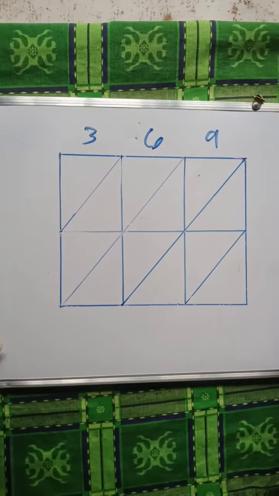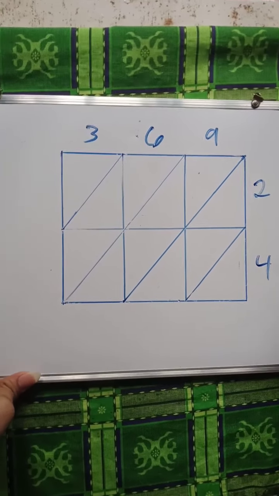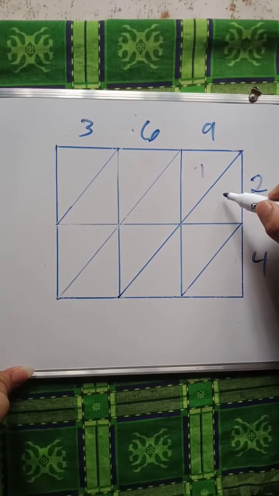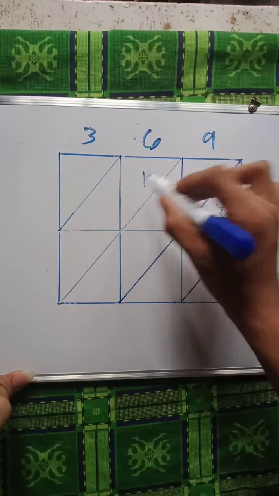Okay. 2 times 9 is equal to 18. You can write the 1 here, and then at the bottom is 8. And then 2 times 6 is equal to 12. Write 1 here, and then followed by 2. Then 2 times 3 is equal to 6. You can write 0 here, and then 6 at the bottom.